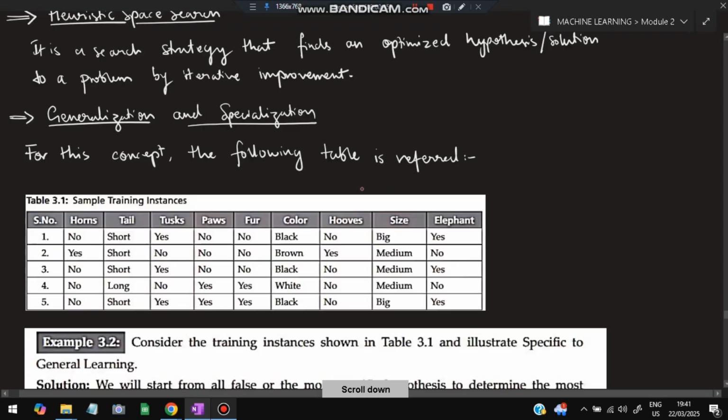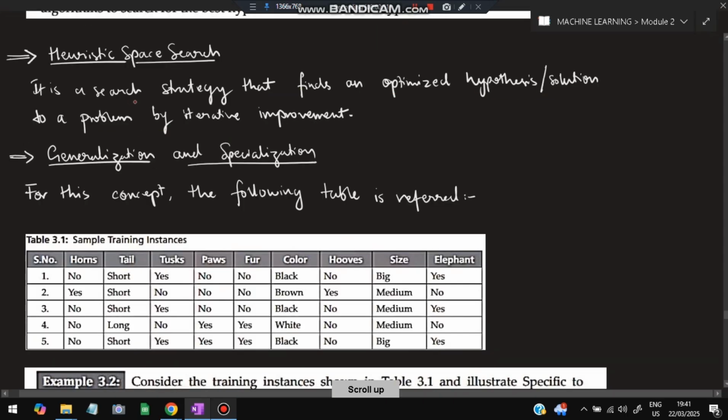Next is heuristic space search. It is a search strategy that finds an optimized hypothesis or solution to a problem by iterative improvement. Here in heuristic, there will be a cost associated. It will have a secret cost value. We will be using the secret cost value to calculate a final answer. That is called heuristic space search. Heuristic means the knowledge of the context.